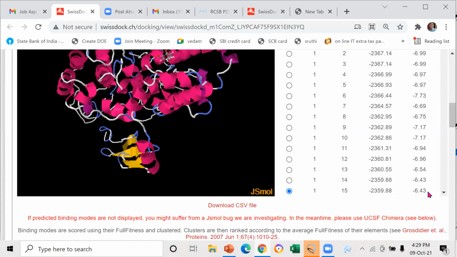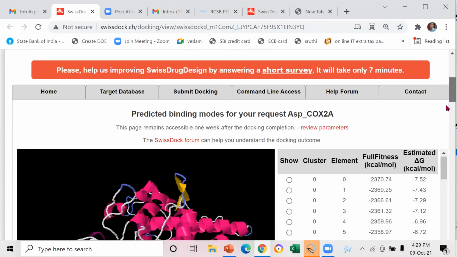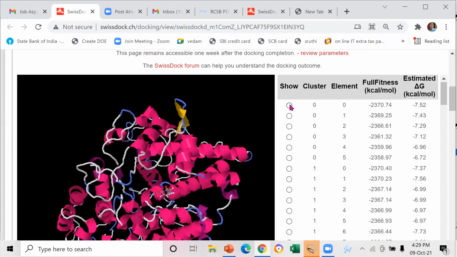So energy goes down, right? So minus 6.43, starting from high energy. So high energy means more like this.